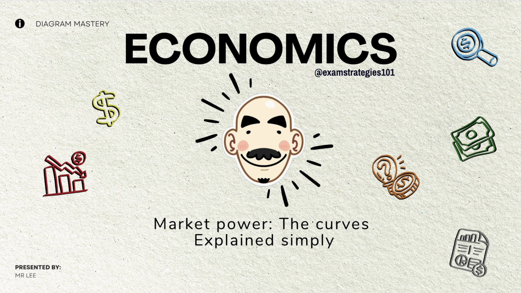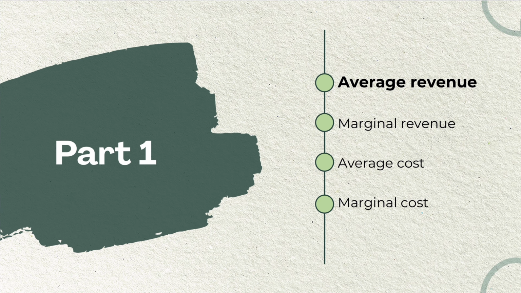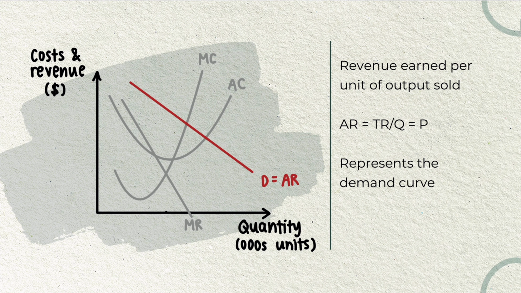In this video, I'll be explaining all of the curves in market power simply. And these include average revenue, marginal revenue, average cost, and marginal cost. In the case for average revenue, this is the revenue earned per unit of output sold, and the calculation is average revenue equals total revenue divided by quantity, which equals the price.